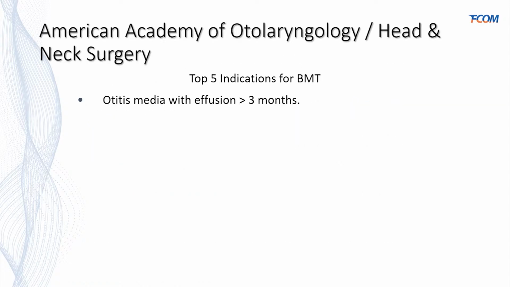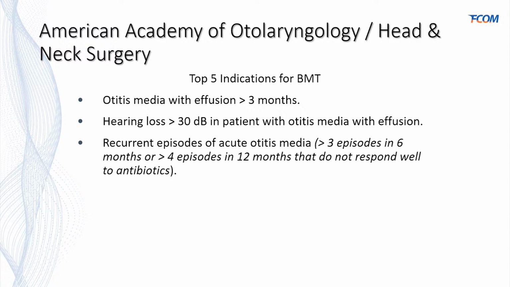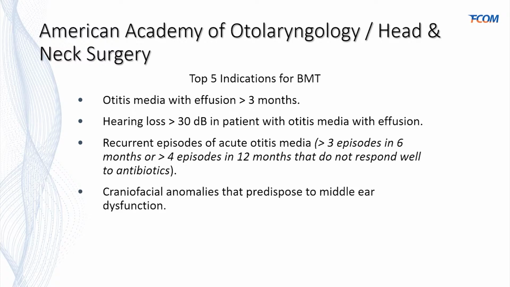What are the guidelines from the American Academy of Otolaryngology? Well, they have the top 5 indications for ventilation tube insertion, and they include otitis media with effusion for 3 months or greater, a conductive hearing loss of 30 decibels or more with a patient with middle ear effusion, recurrent episodes of acute otitis media, that's 3 or more episodes in 6 months or 4 or more episodes in 12 months. Additionally, any patient with any kind of craniofacial anomalies such as Down syndrome or cleft lip, cleft palate that would predispose to middle ear dysfunction is a candidate for ventilation tube insertion sooner rather than later.